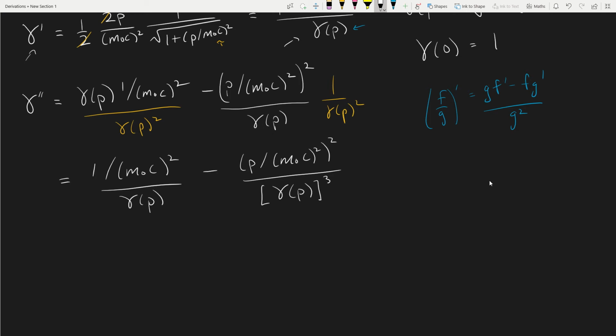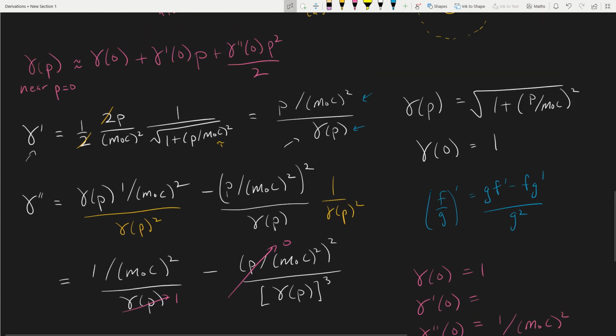Okay, so recall what we're trying to do here. We're trying to see what is gamma at 0. We know that's 1. What's gamma prime at 0? And what's gamma double prime at 0? Well, gamma double prime at 0 is simply going to be, well, this becomes 1, this becomes 1, and because p is here, this goes to 0. So let's write it over here on the side, keep it consistent. This is just equal to 1 over m naught c squared.